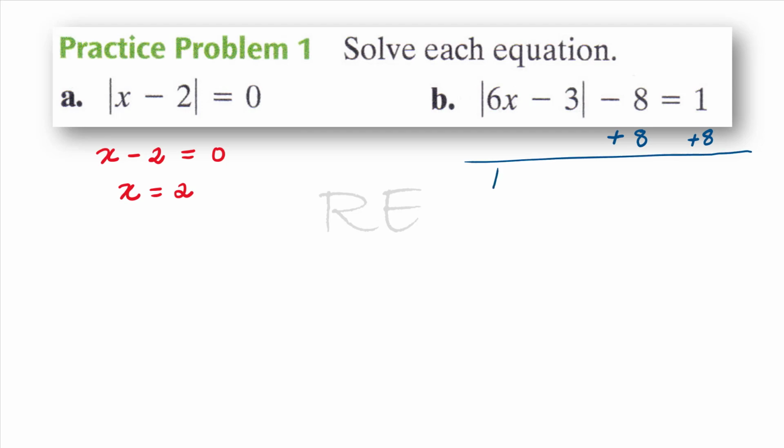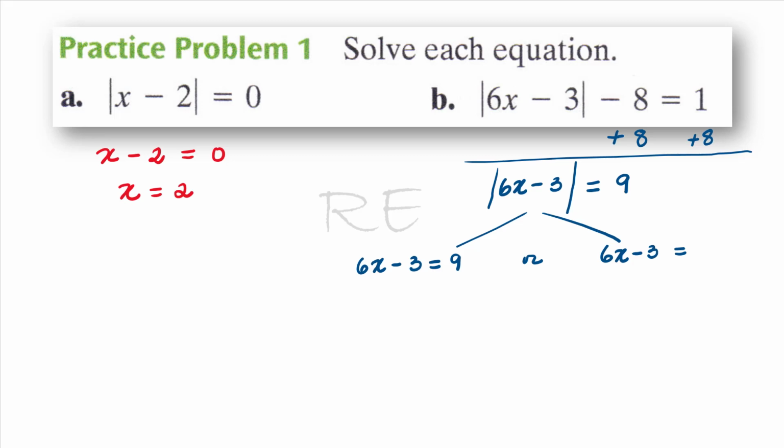And the absolute value of 6x minus 3 is equal to 9. Now we have two cases. It's either 6x minus 3 equal to 9 or 6x minus 3 is equal to negative 9.